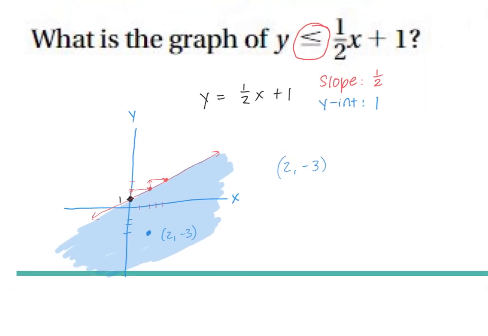So we've got y, which is now -3, is less than or equal to 1/2 times 2 plus 1. -3 is less than or equal to 1/2 times 2, which is just 2 divided by 2, which is just 1, plus 1. So this is -3 is less than or equal to 2. Does that work? Is -3 less than 2? Yes.